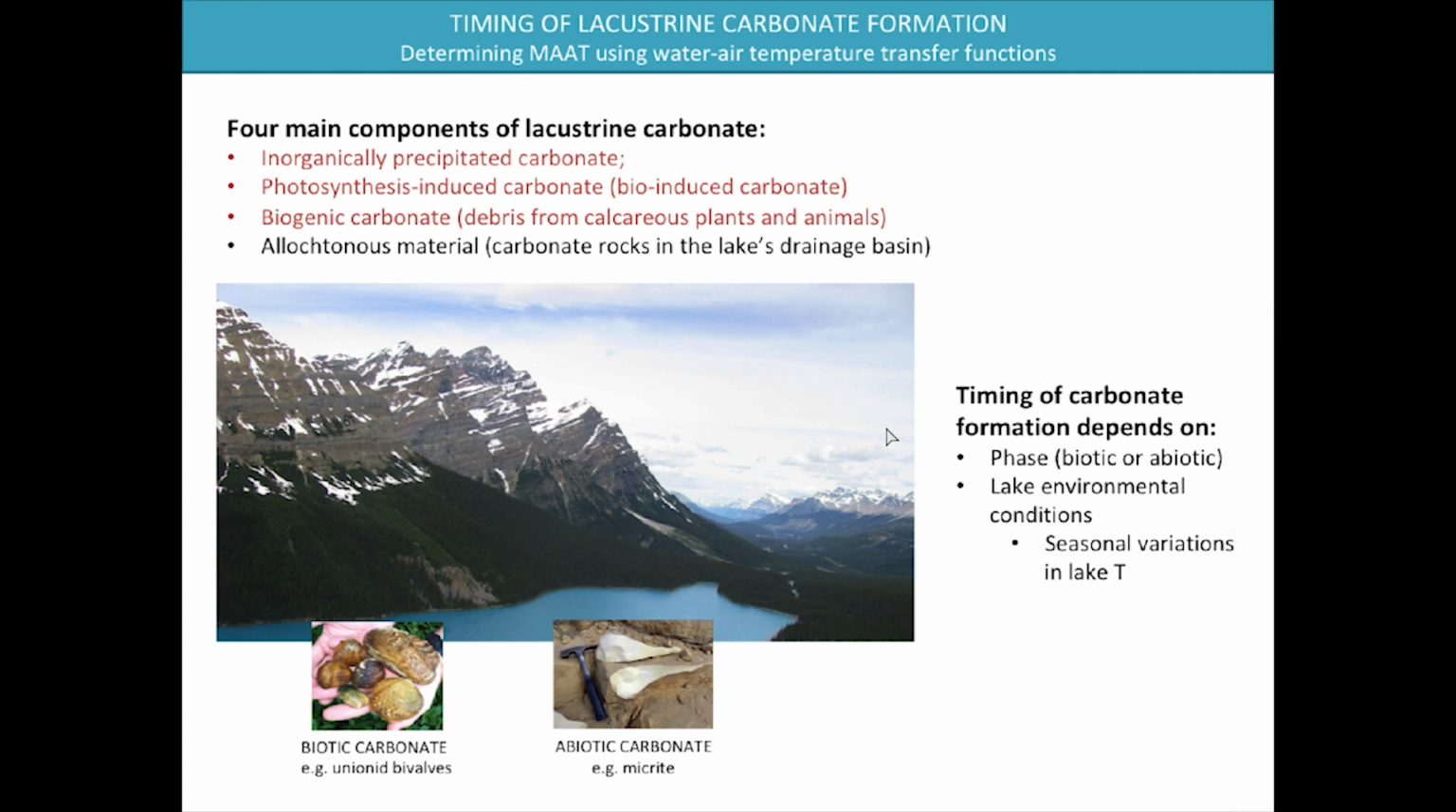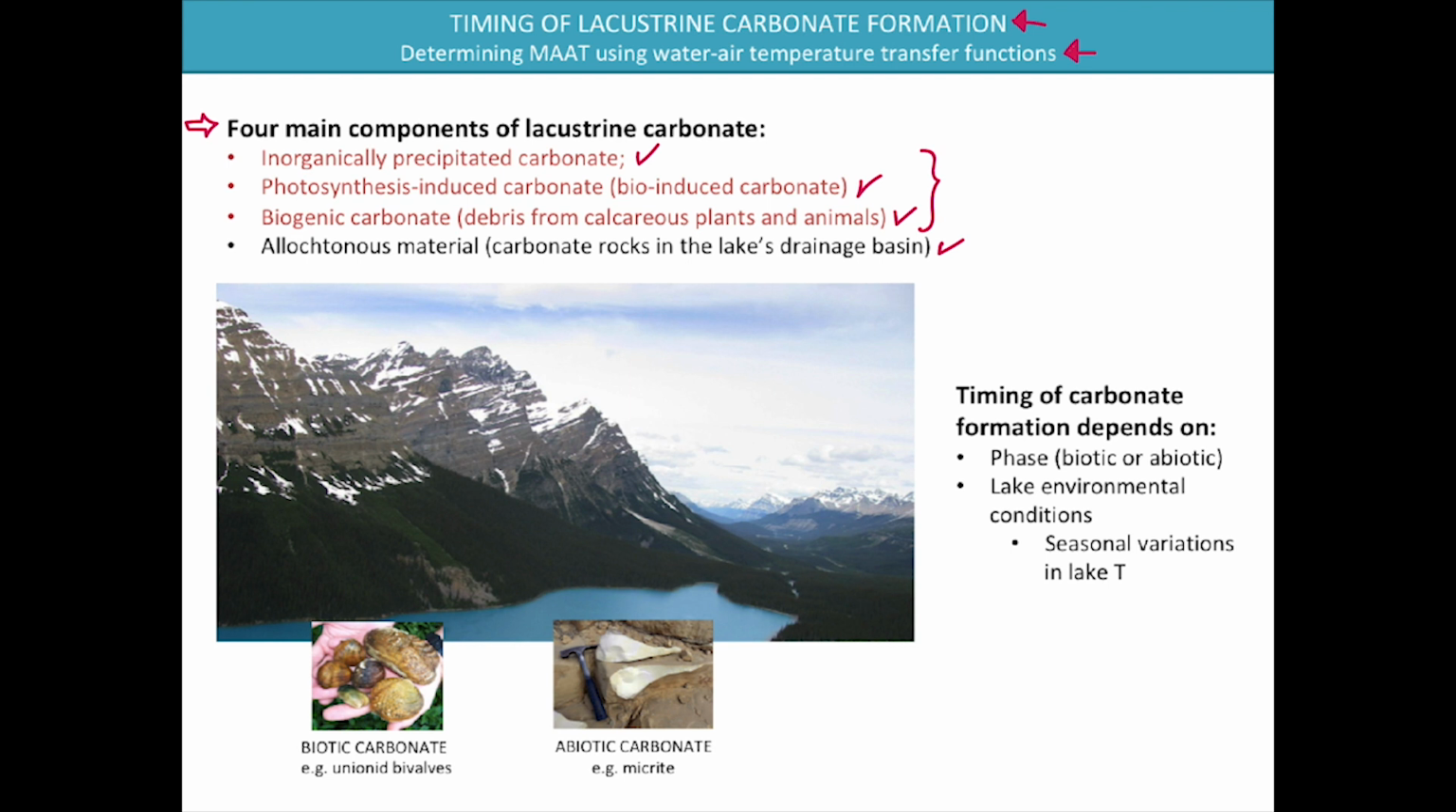Determining the mean annual air temperature using water-air temperature transfer functions involves knowing the timing of lacustrine carbonate formation. But this involves knowing which carbonate we are talking about. Lacustrine carbonate is comprised of four main dominant components. The first one is inorganically precipitated carbonate. The second is photosynthesis-induced carbonate, or bio-induced carbonate. The third is biogenic carbonate consisting of debris from calcareous plants and animals. And finally, allochthonous material derived from carbonate rocks in the lake's drainage basin. But most of the lacustrine carbonate preserved in the sedimentary record is biogenic, inorganic, or bio-induced.